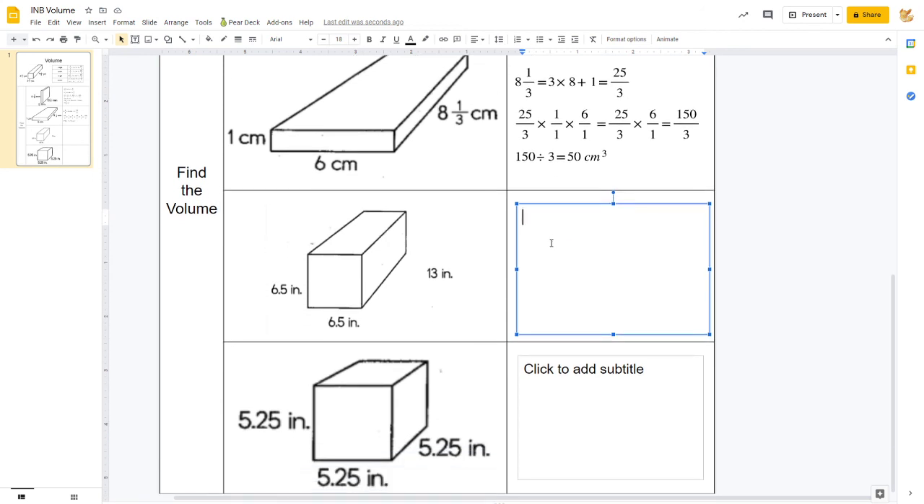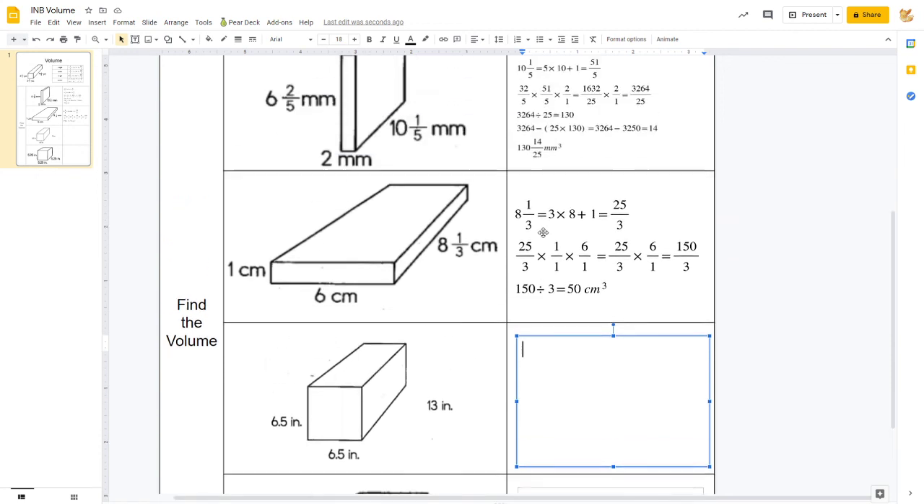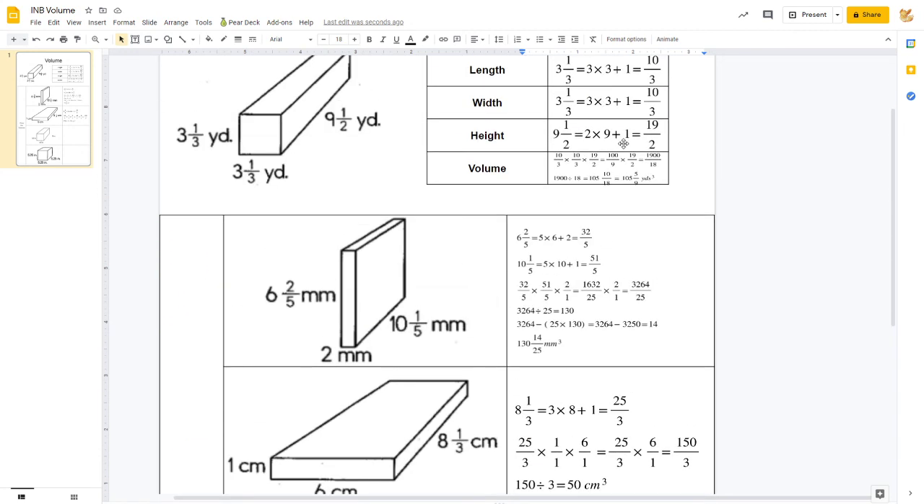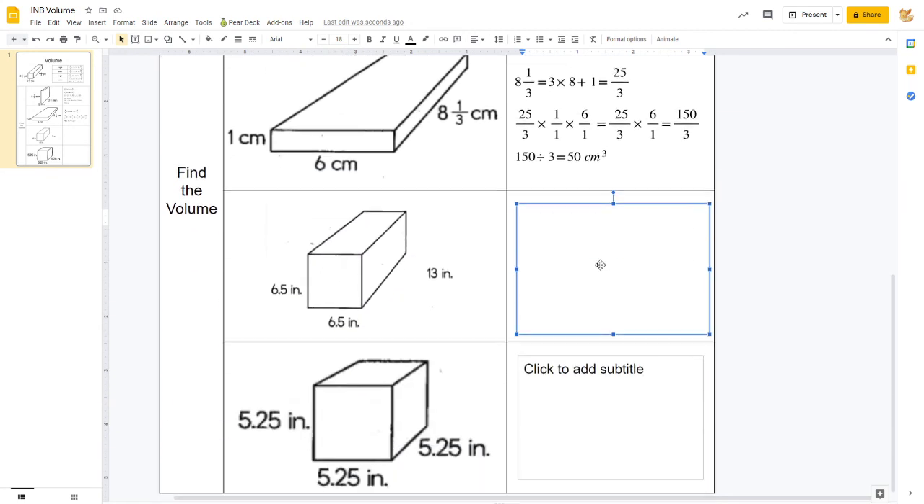So do two of them together and then multiply the answer with the third one. You can use calculators. Please make sure you also label your answers. As you see, all of mine are labeled. If you have any questions, let me know. I hope this video has helped, and I can't wait to see you guys next time.